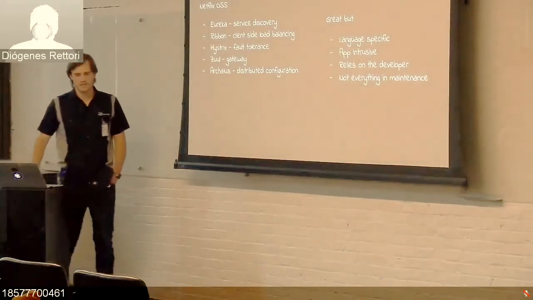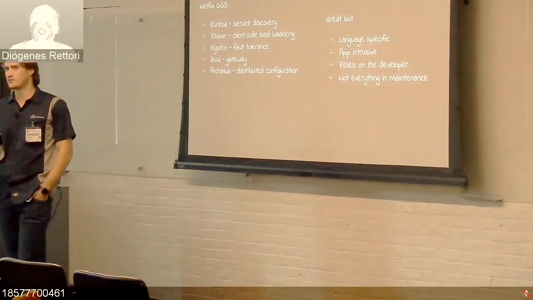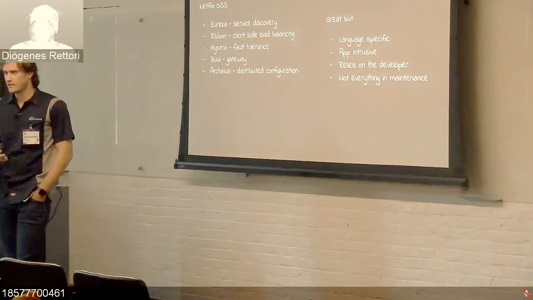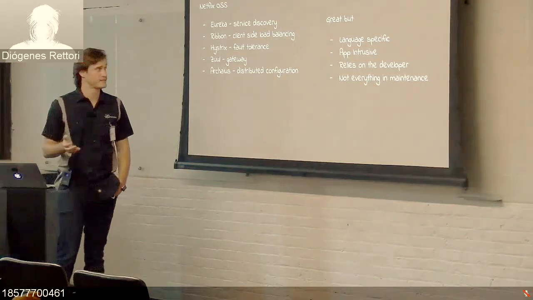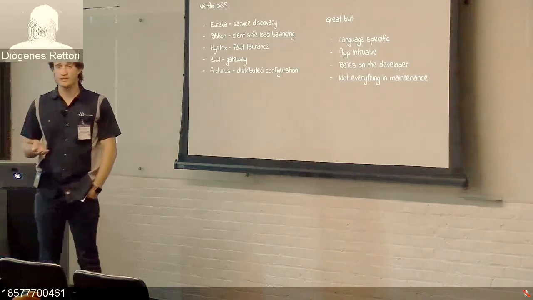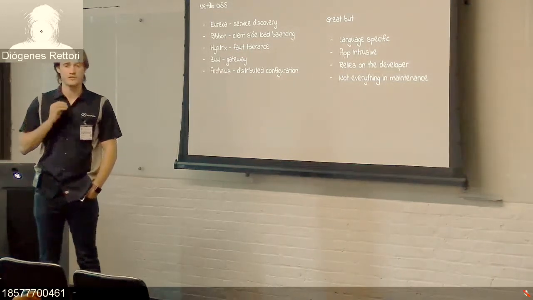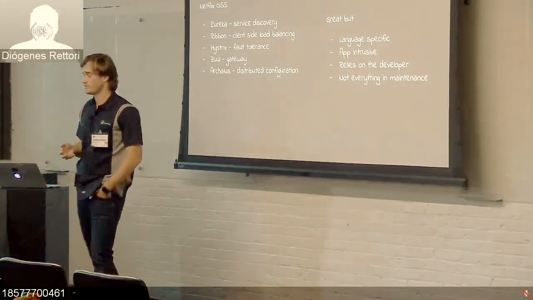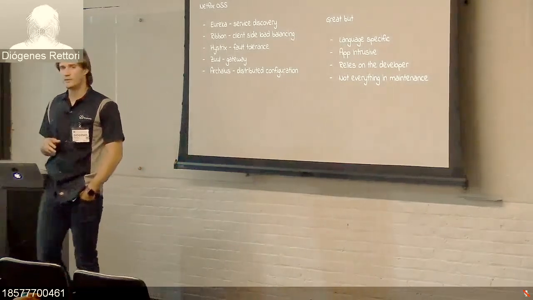So the Netflix OSS technology that created this is awesome, right? But as I said, it's 8 years old. Not saying that old technology is bad, but it can get better. So there is opportunity for evolution in that. And it's language specific. That means the clients are specific to a certain language. So there's a library for Java. There have been some implementations for other platforms. It relies a lot on the developer.